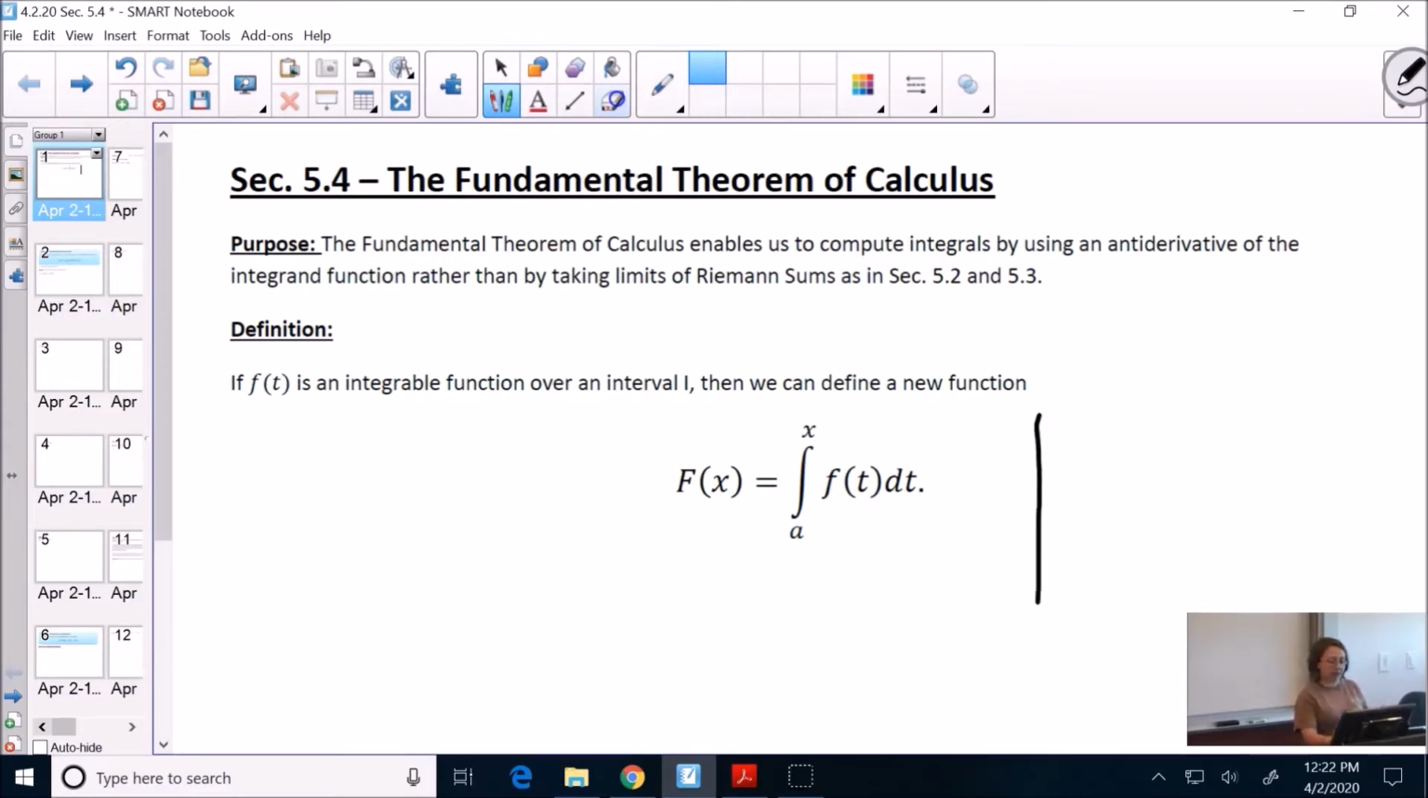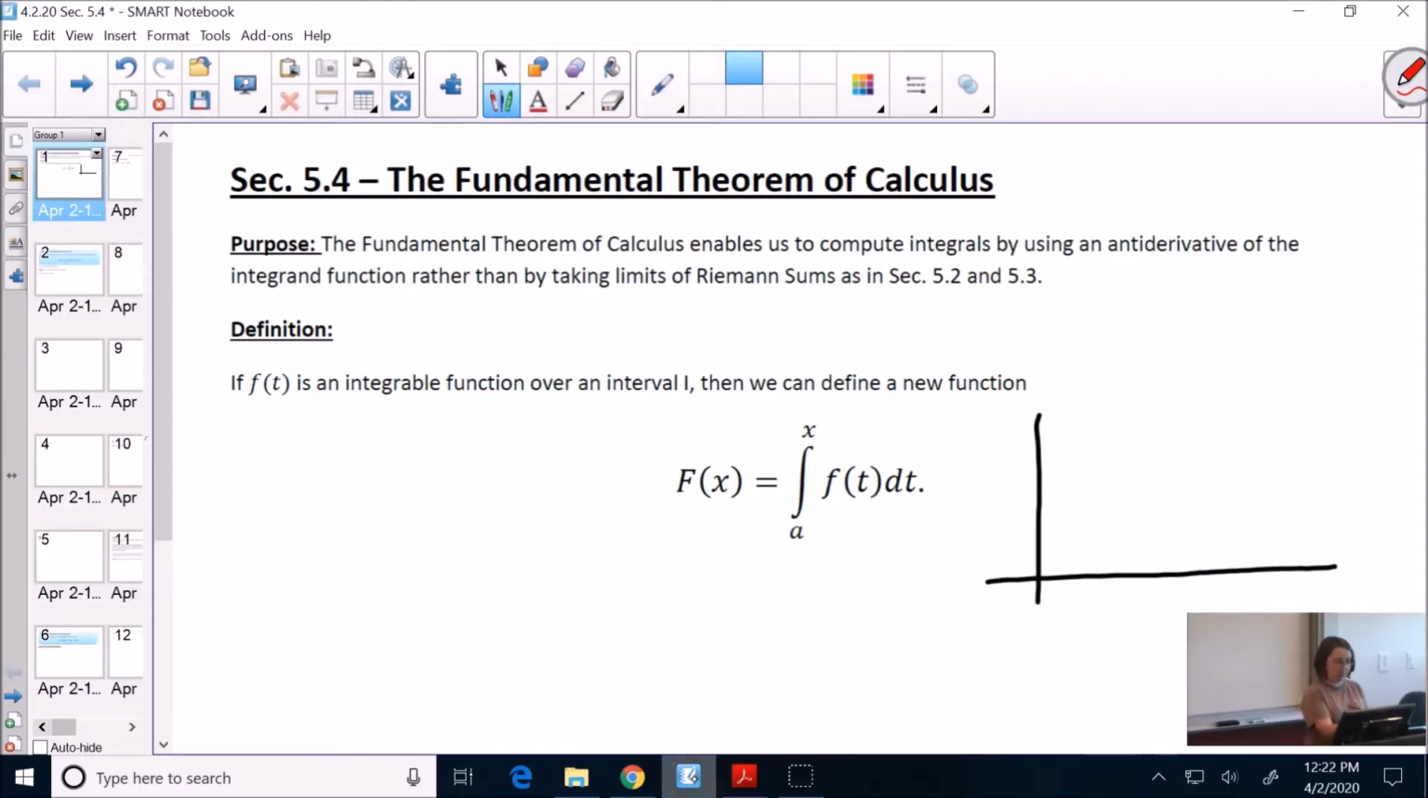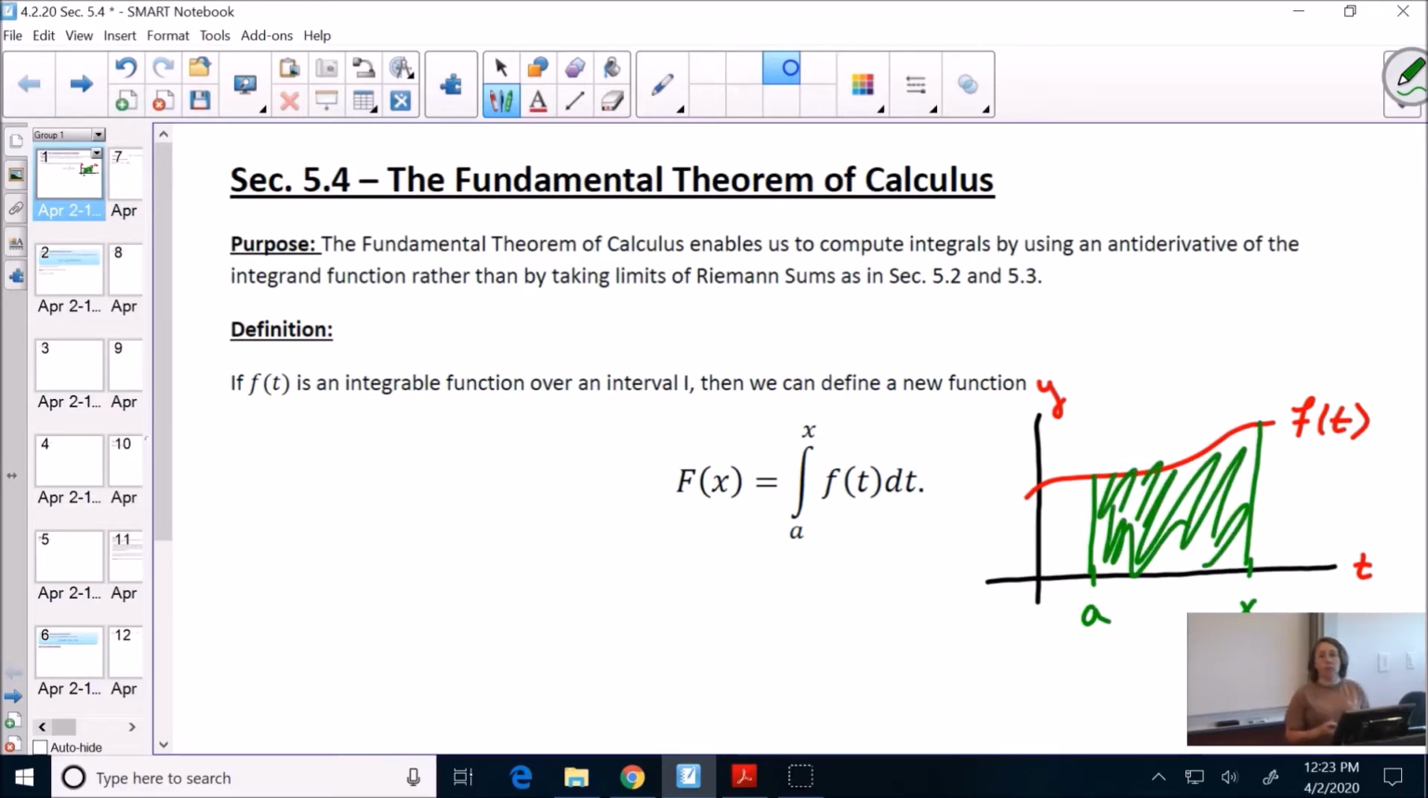So let's suppose f is a positive function. Okay, so let's suppose my f function is this guy right here. This is my f of t. And this is the t-axis, and this is the y-axis. Alright, so when I say integrate f of t from a to x, let's say this is a and this is x. What is this integral actually getting for me? Remember, this integral notation is really the same as the Riemann sum. It says, find the area under this curve. This is what that integral is trying to find.